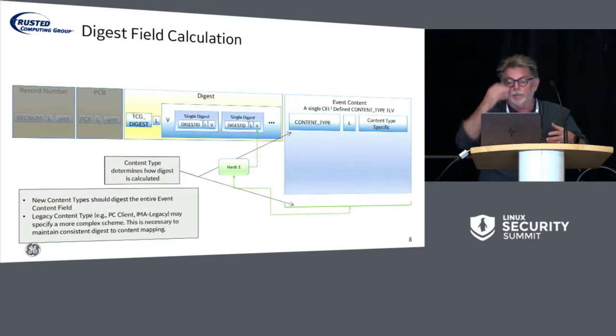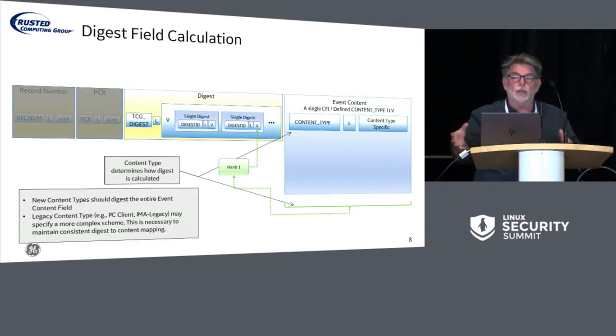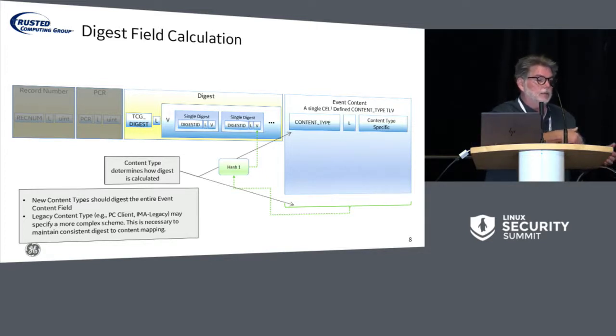And so, to wrap this up, in the ideal world with new sets of content type going forward, all you would really do when you want to create the value that's going to be extended into the TPM is simply hash the entire content field, and then extend that into the TPM. So you would stick that into the V value, and then extend that exact same value into the TPM. The value in this V is the exact same value that you pass to the TPM extend operation itself.